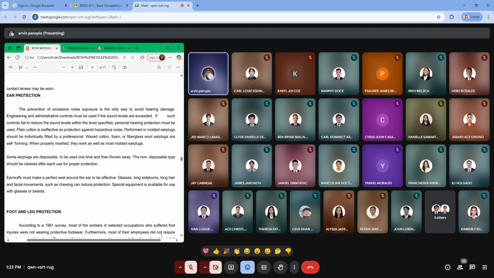We have ear protection. For ear protection, this is for excessive noise exposure. So we need ear muffs and earplugs that can protect our ears. We have earplugs that are disposable, so that is one-time use and you can throw it away. And we also have non-disposable ones, but after using, you need to clean it and store it properly.